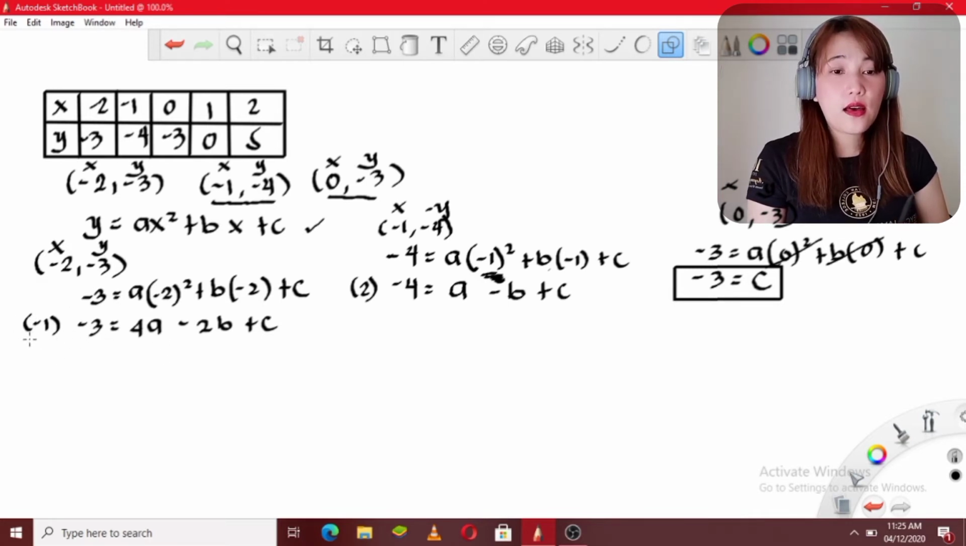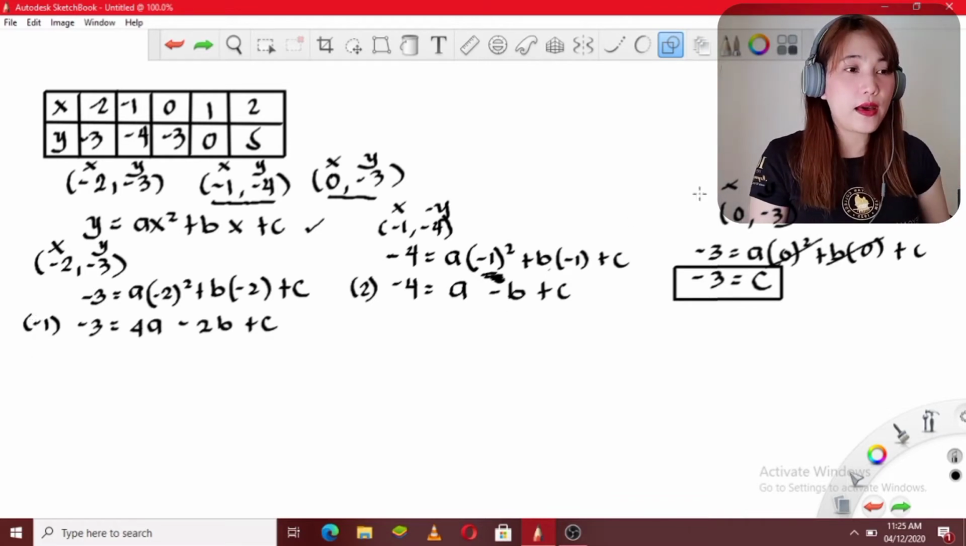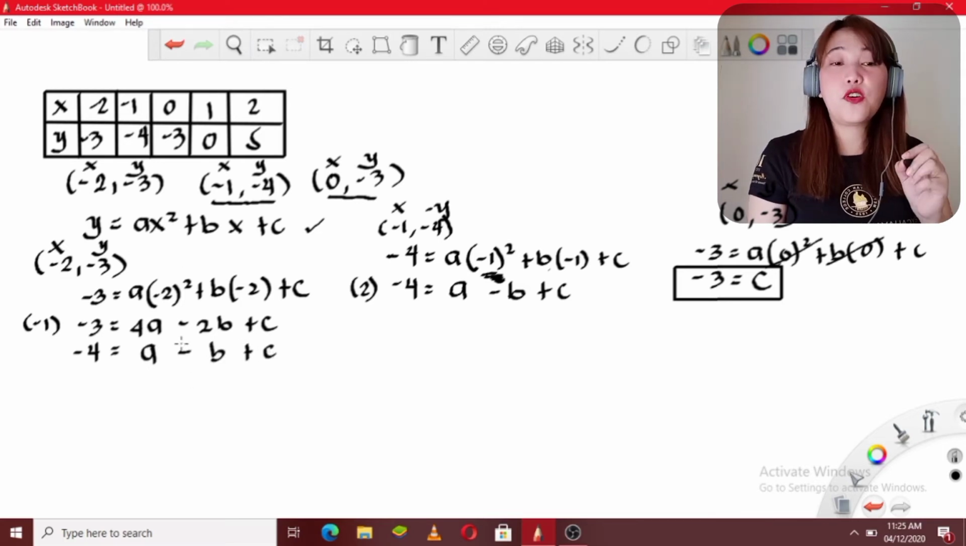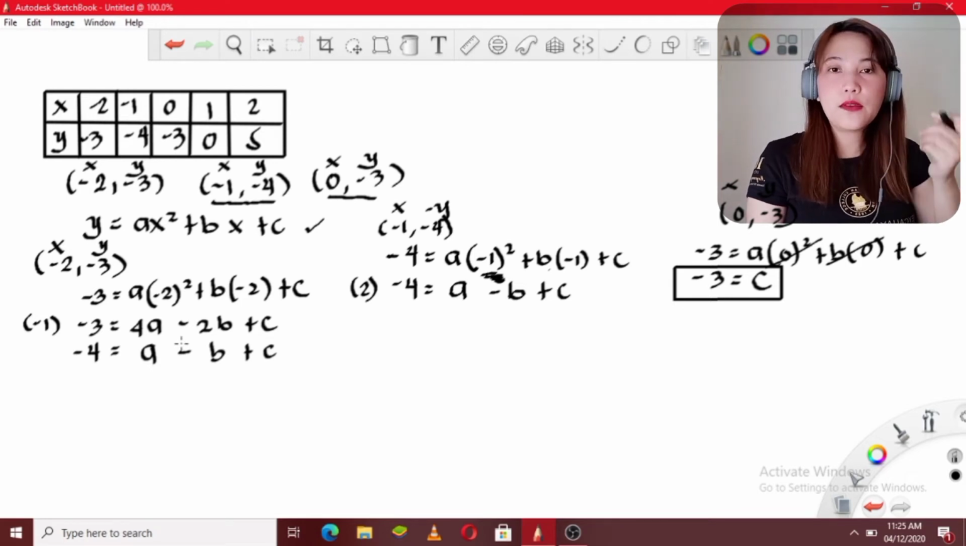And then, copy natin yung equation number 2 sa ibaba niya. So, our equation number 2, that is, ito yun. Negative 4 equals a minus b plus c. So, ngayon, mamili tayo. Ano ang gusto nating i-eliminate? Mamili lang tayo sa a and b kasi may value na tayo ng c. Okay? Anong gusto natin tanggalin sa equation?